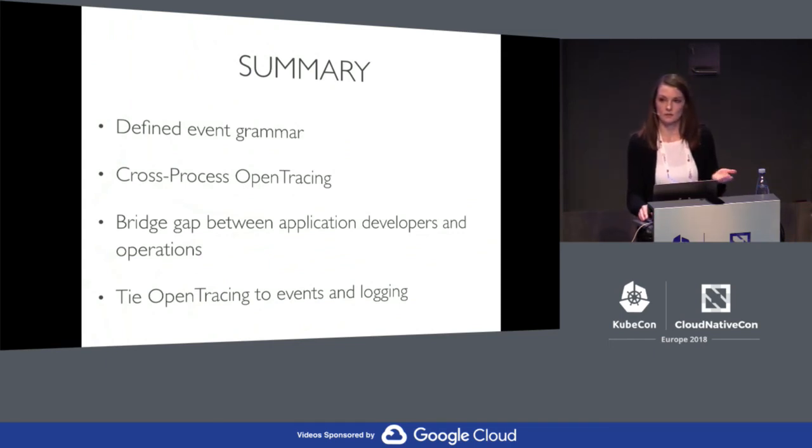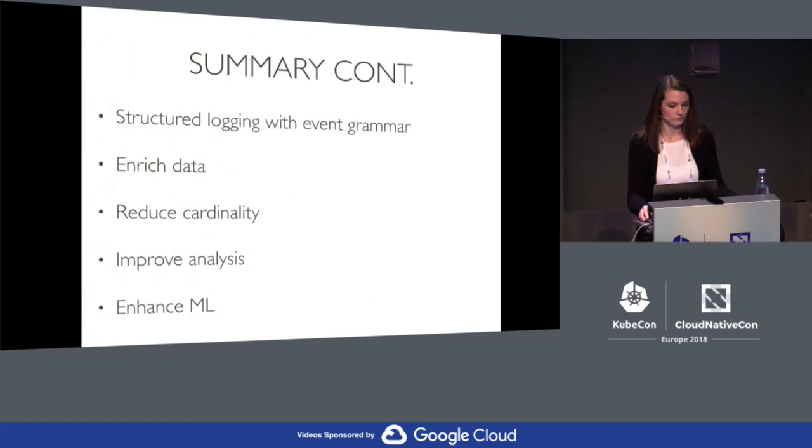And we're tying OpenTracing to events and logging. So using structured logging with an event grammar, I think, is much better than raw strings. We're getting better, more useful information. We're able to filter it. We're enriching this data, and we're reducing cardinality. So we're really cutting down on the unique values that we have, and we can filter on things using this grammar and using tags. So fewer unique values, and we can improve analysis. So we have faster queries, better storage, and we also have the ability to set up things like machine learning and really enhance that.